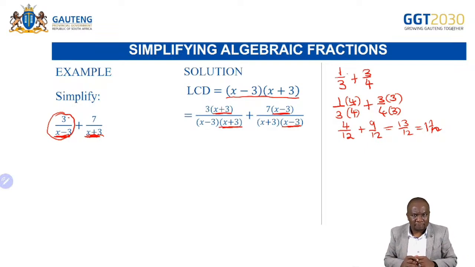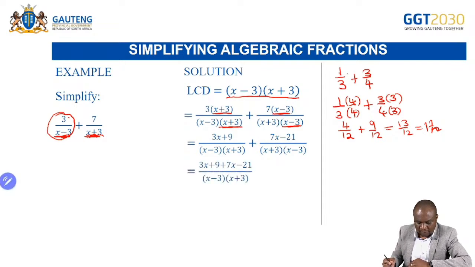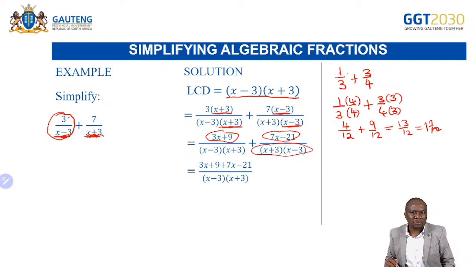So now our denominators are the same. So what can we do? We can just add our numerators because our denominators are the same. So it becomes this. You see? Oh, I've removed the brackets first. Okay, it's fine. So let's add our numerators. It becomes 3x plus 9 plus 7x minus 21. You see, we're just adding this and this. Our denominators are the same. We just have our common denominator as our denominator. Just one denominator.